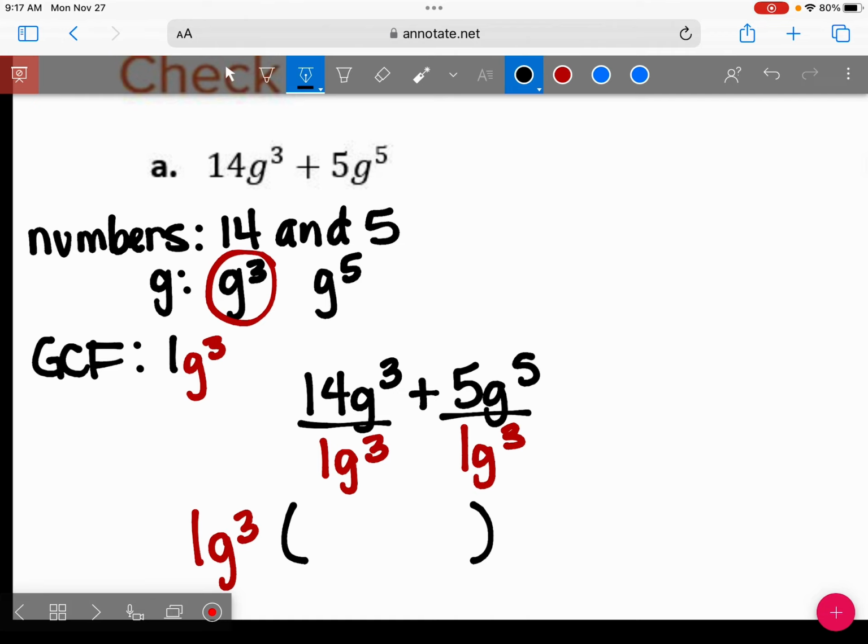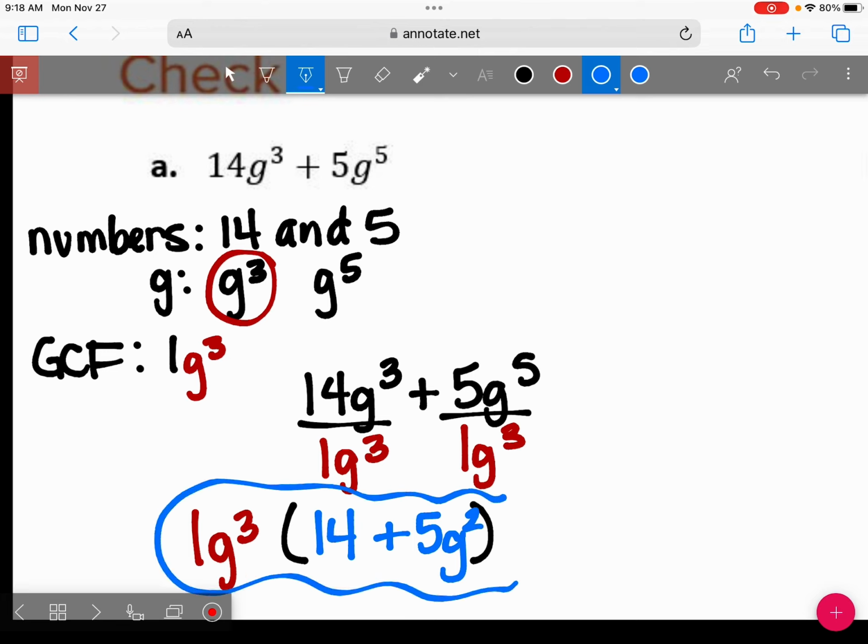So 14 divided by 1 is 14. And then when I subtract the g's, I don't have any left. Bring down the addition sign. 5 divided by 1 is 5. When you subtract 5 minus 3, you have 2. That would be the answer I'm looking for on your next test.